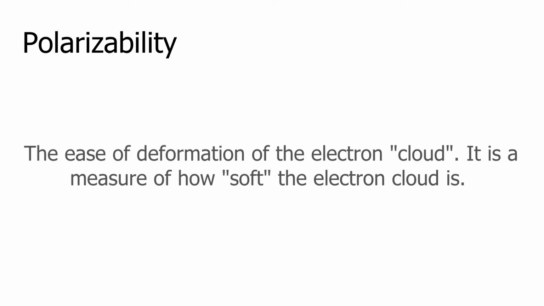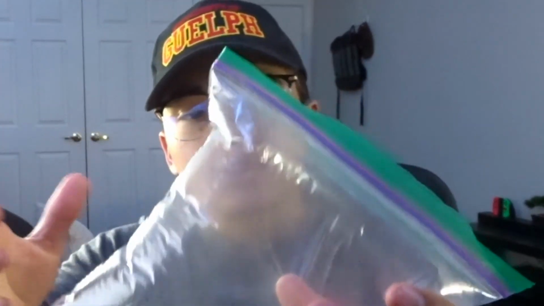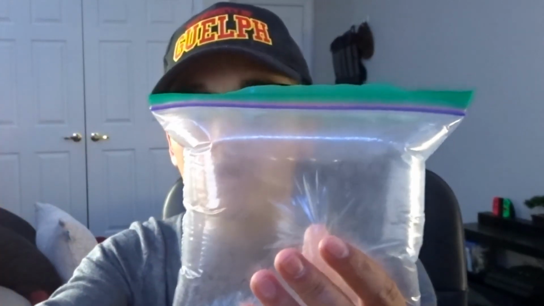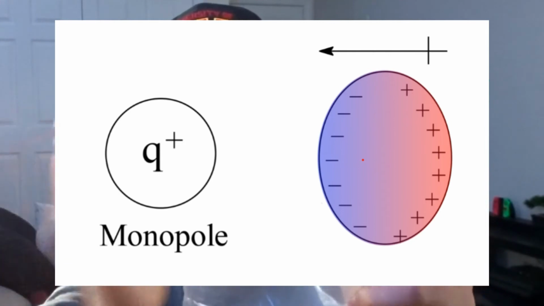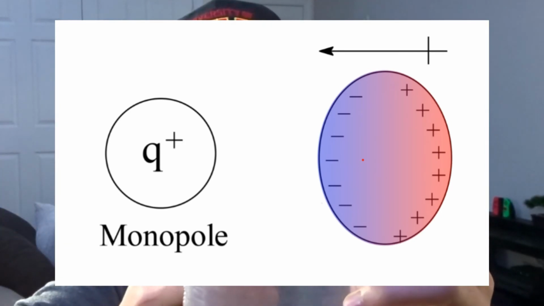The last thing we're going to look at is polarizability. Polarizability is the ease of deformation of the electron cloud. It is a measure of how soft the electron cloud is. So here I have a plastic bag. If we represent the plastic bag as the electron cloud, we can see that it's pretty squishy. This means that the electrons can flow throughout the entire plastic bag, and if we bring a positive nucleus beside it, the electrons can shift towards one side, meaning that it becomes polar.